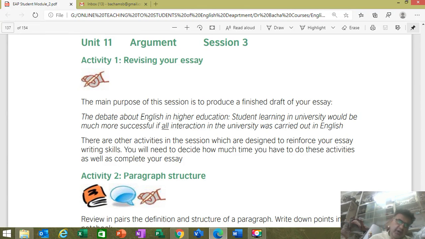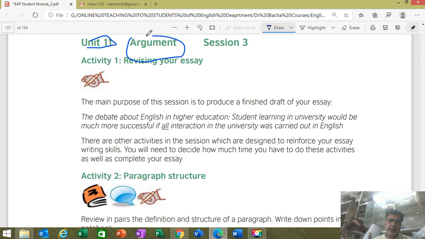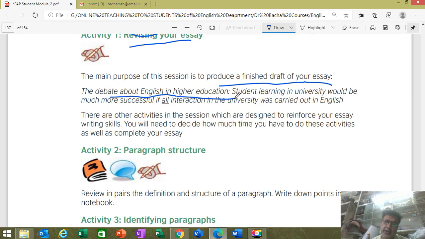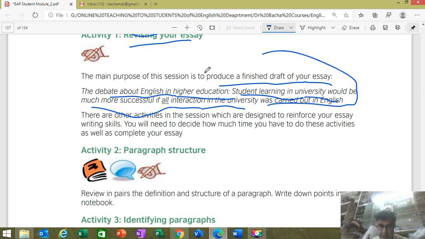I'm going to talk about Unit 11, and again the discussion is going to be circled on argument session 3. Now you have to revise your essay. The main purpose of this lesson is to produce a finished draft of your essay: the debate about English in higher education. A student learning in university would be much more successful if all interaction in university was carried out in English.